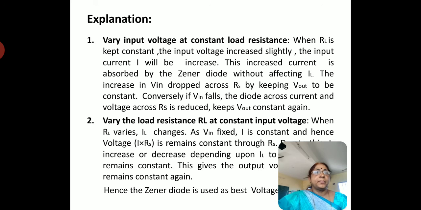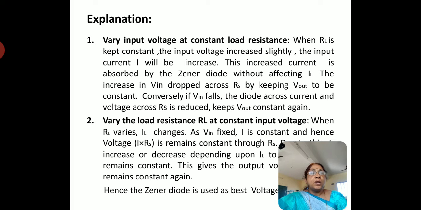Let us see what happens when we vary the input voltage at constant load resistance, keeping the load resistance RL constant. What happens to the output voltage by varying the input voltage? Here, when RL is kept constant and the input voltage increases slightly, the input current I will increase. This increased current is absorbed by the Zener diode without affecting IL.